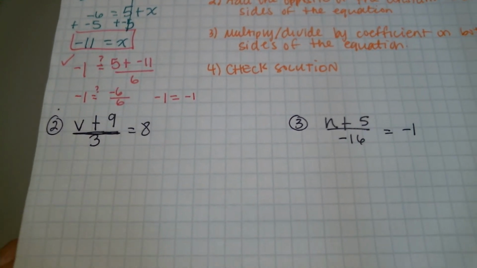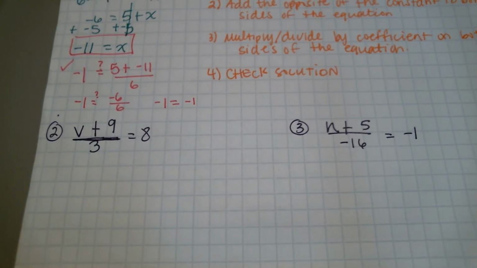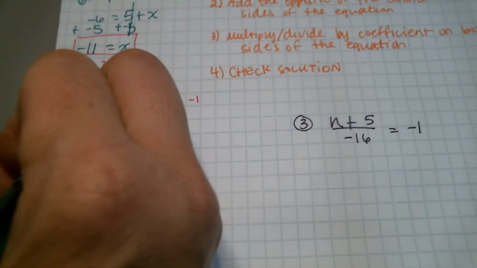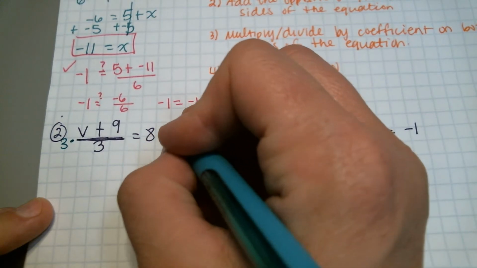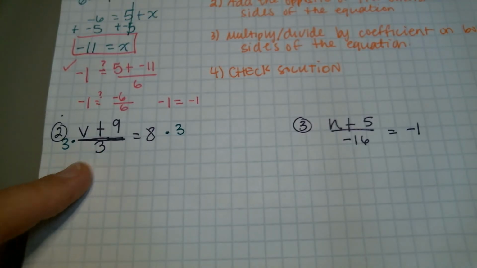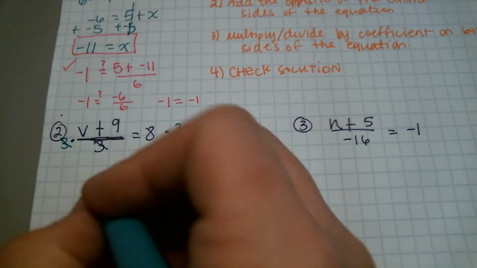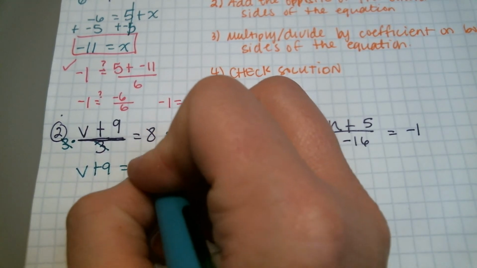All right, let's try another one. V plus 9, all divided by 3, equals 8. So again, I've got this 3 in the denominator and the v plus 9 expression in the numerator. First thing I'm going to do is multiply both sides of my equation by 3, whatever's in the denominator. That will cancel the 3 in the denominator, and it leaves the expression v plus 9. And then 8 times 3 is 24.